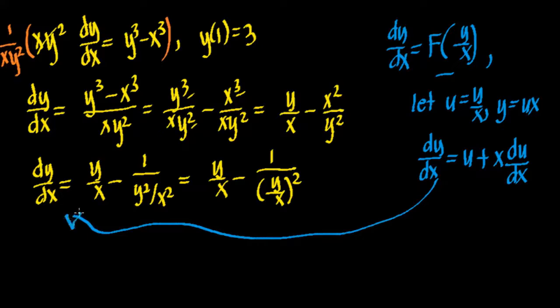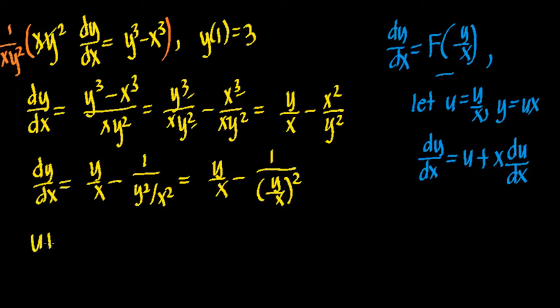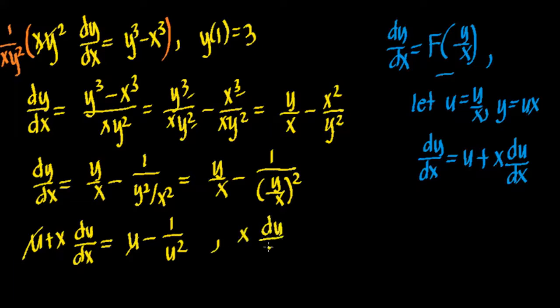So we'll plug this in here in our left hand side expression. u plus x du over dx is now equal to, or y over x is just u, minus y over u squared. Canceling out the u, we're left with x du over dx is equal to negative 1 over u squared.